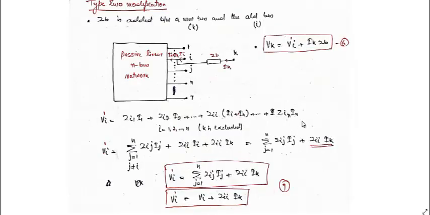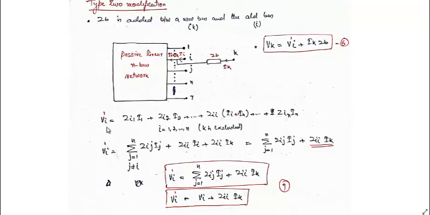Now the type 2 modification is that ZB is added between a new bus and an old bus. So this is the new bus, this is the old bus, and we are connecting ZB, and we are assuming a current IK to be injected in the bus, and the total current injected in the bus will now be II plus IK. So from here, VK will be equal to VI dash plus IK ZB. I have written VI dash here because this VI will now be modified because of the presence of this branch. Earlier it was VI, now it will be VI dash. We'll see what this VI dash is and what VI is.